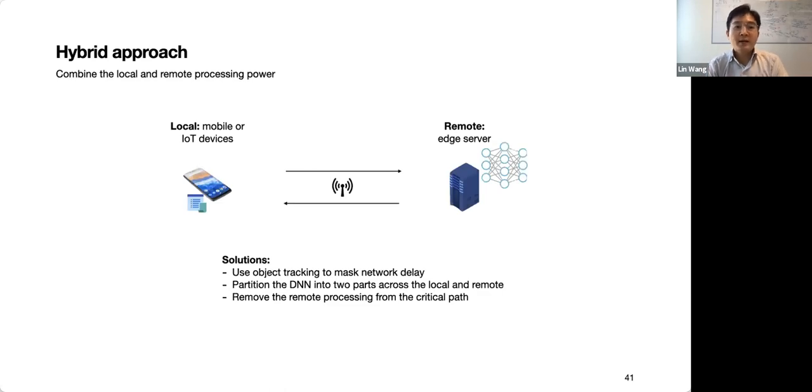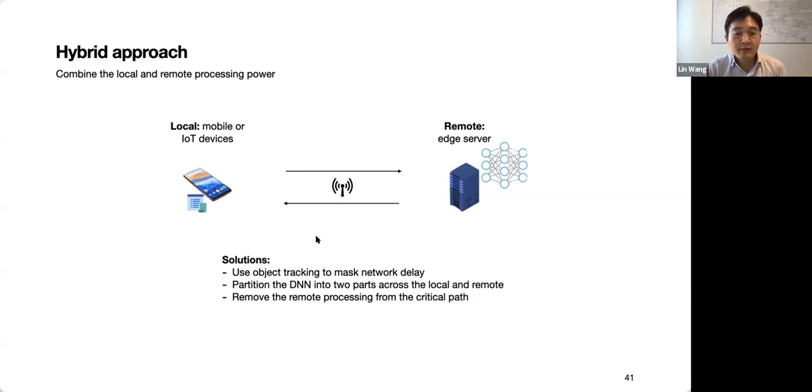So what do we mean by a hybrid approach, right? At a high level, we want to combine the local and the remote processing power. So we have processing power here. Why don't we leverage both of them instead of having just on-device computing or just the cloud computing or edge computing, right? So how to achieve that?